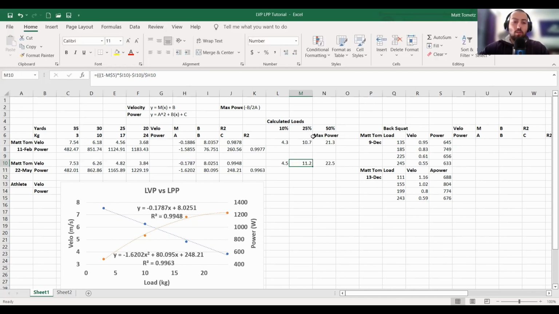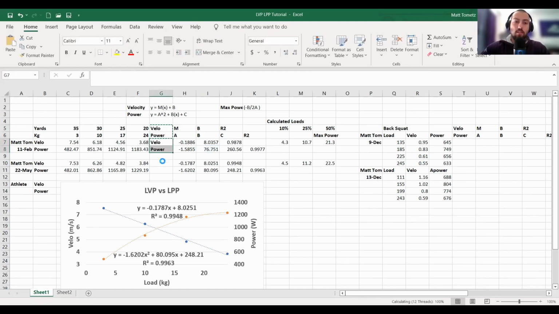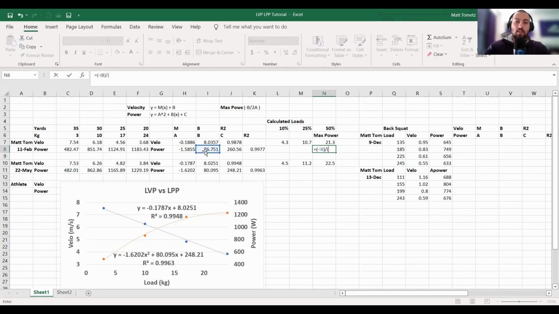So now I guess why we're doing load velocity versus load power. So max power is negative B, so this B now, because it's the power equation, negative B divided by 2A. So I'm going to do parentheses, negative B, and you have to click the one on the power equation, right? I'll just copy and paste this again. Velocity, power, okay? So equals parentheses minus B, parentheses, divided by parentheses 2 times A.